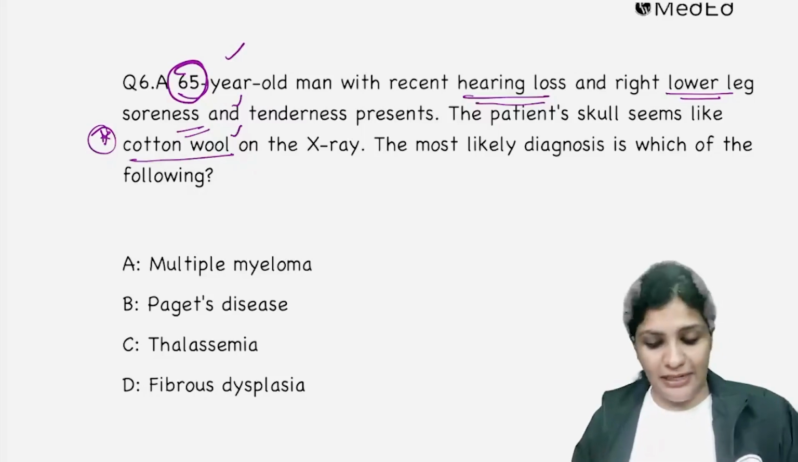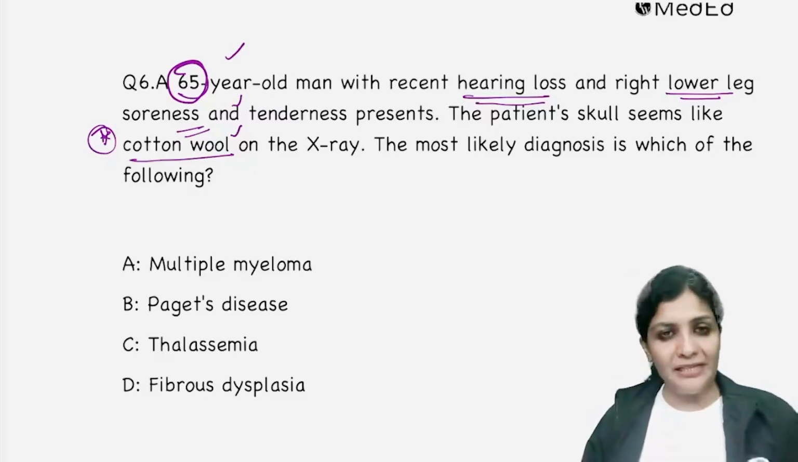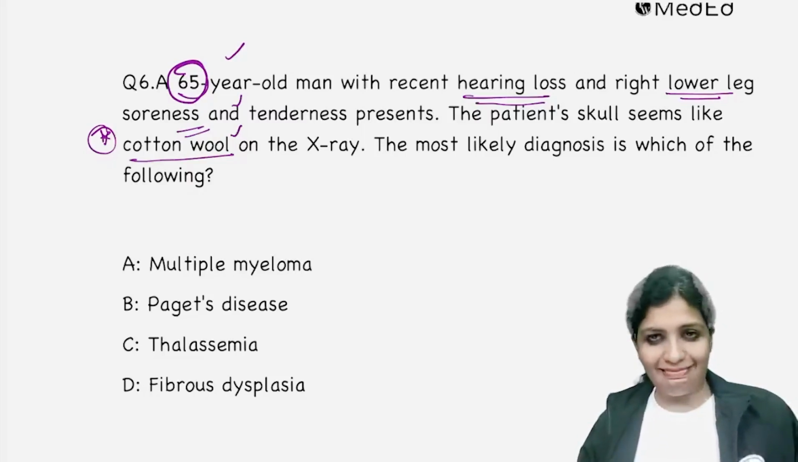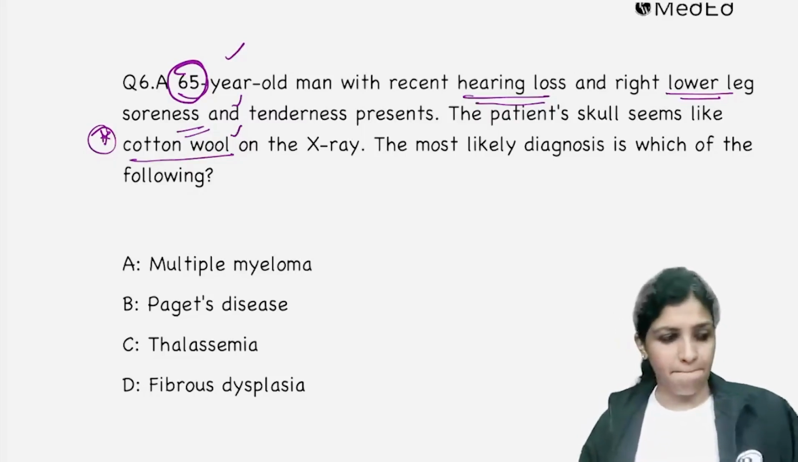So what do you think is this condition? Is this a multiple myeloma or a Paget's or a thalassemia or fibrous dysplasia? Faster?